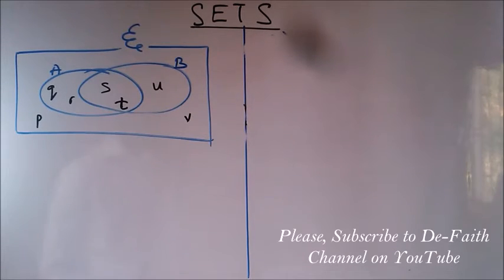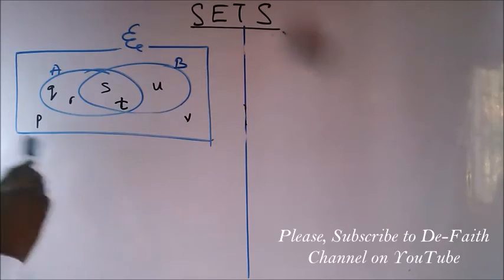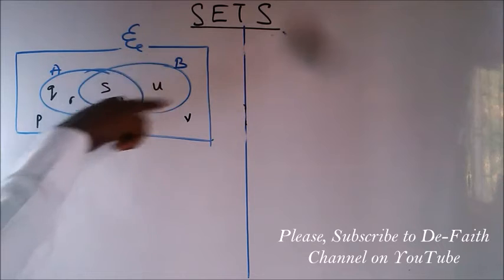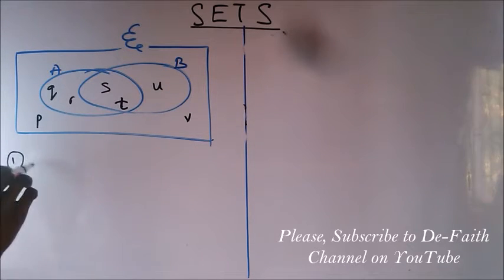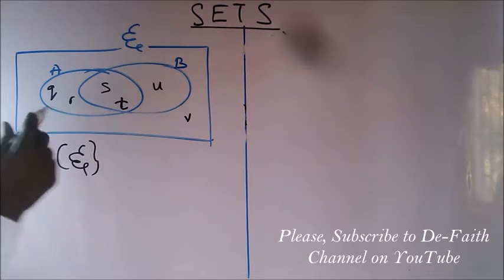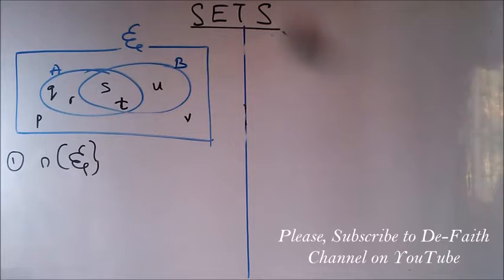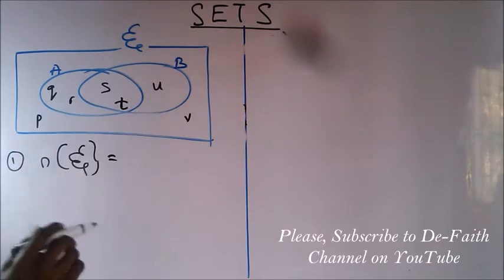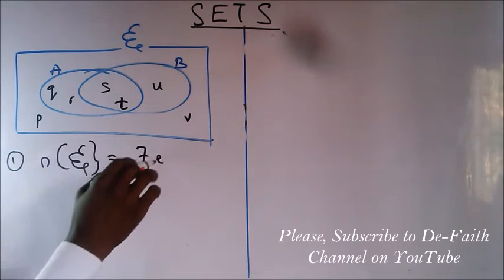Here's the next question, which says A, find number of elements in the universal set. B, find number of elements in A. C, list the elements of A union B. And D, list the elements of A intersection B. Here we have a Venn diagram showing set A and set B. The first question says that we should find number of elements in the universal set. The universal set is elements that we have here without repetition. So all the elements we have here, we have 1, 2, 3, 4, 5, 6, 7. And so from here, we have 7 elements.